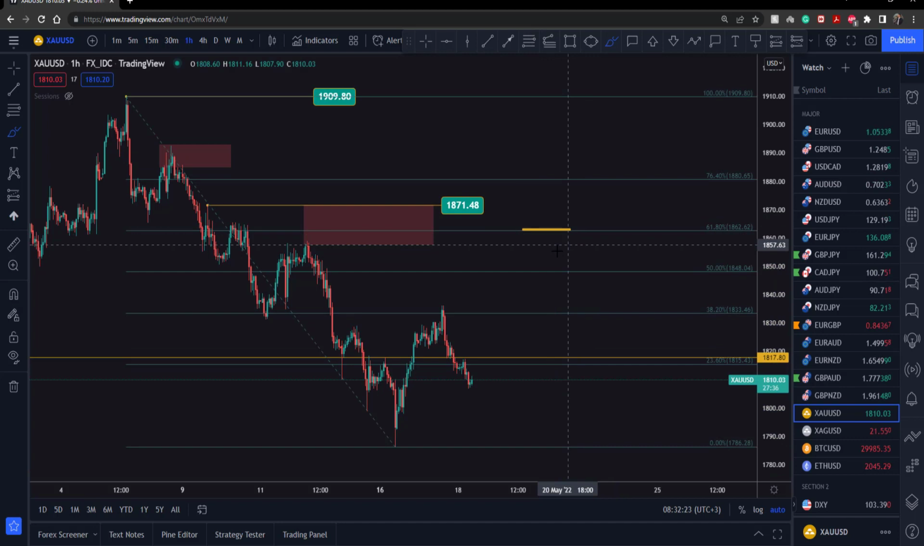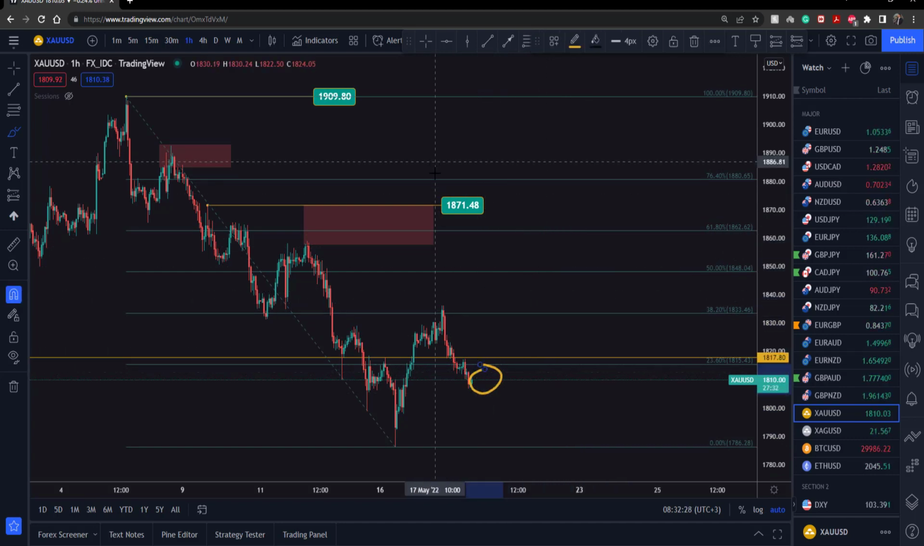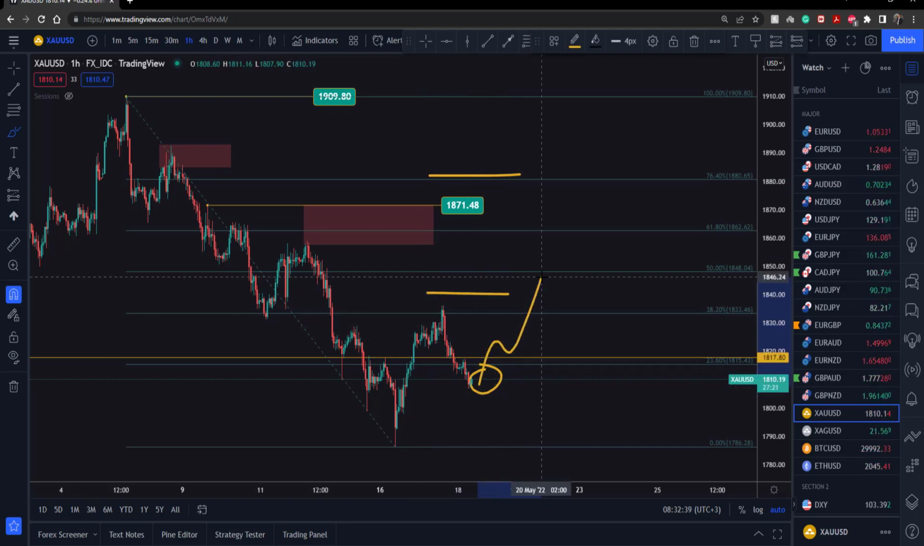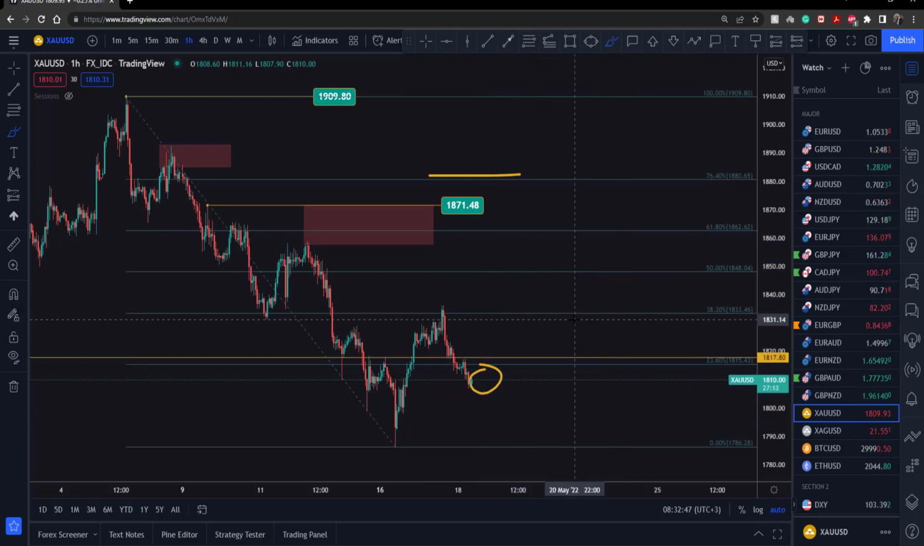Whereas if I decide to enter a short trade now, I'm going to have to place my stop loss again above the 1870 level, because that makes sense. If I place my stop loss above this most recent high, price can easily come over here, stop me out, and then reverse. So this is really frustrating, because you're right in your analysis, but you're still losing money.